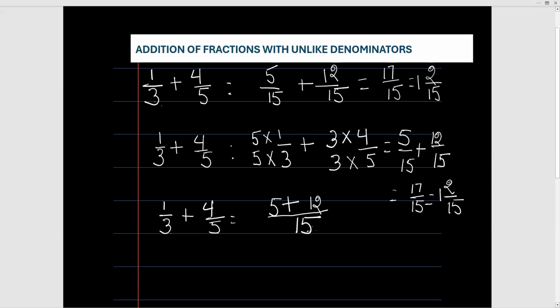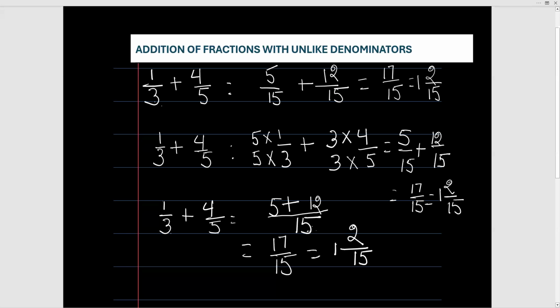So I will have 17 over 15. What kind of fraction is this? This is an improper fraction. So we'll convert that to a mixed number. So you will have a 15 over there. And 15 goes into 17 one time, and the remainder is 2.